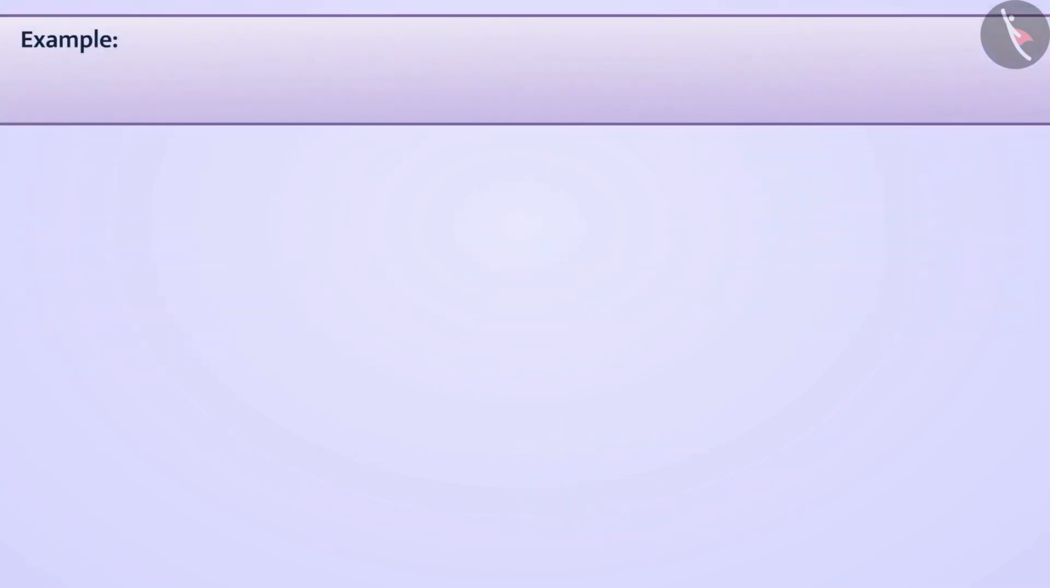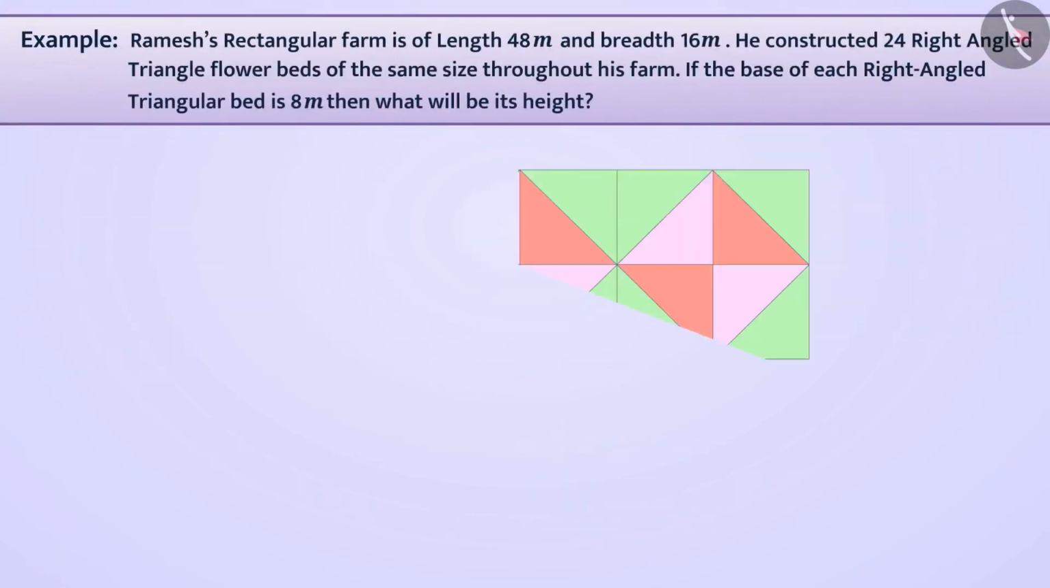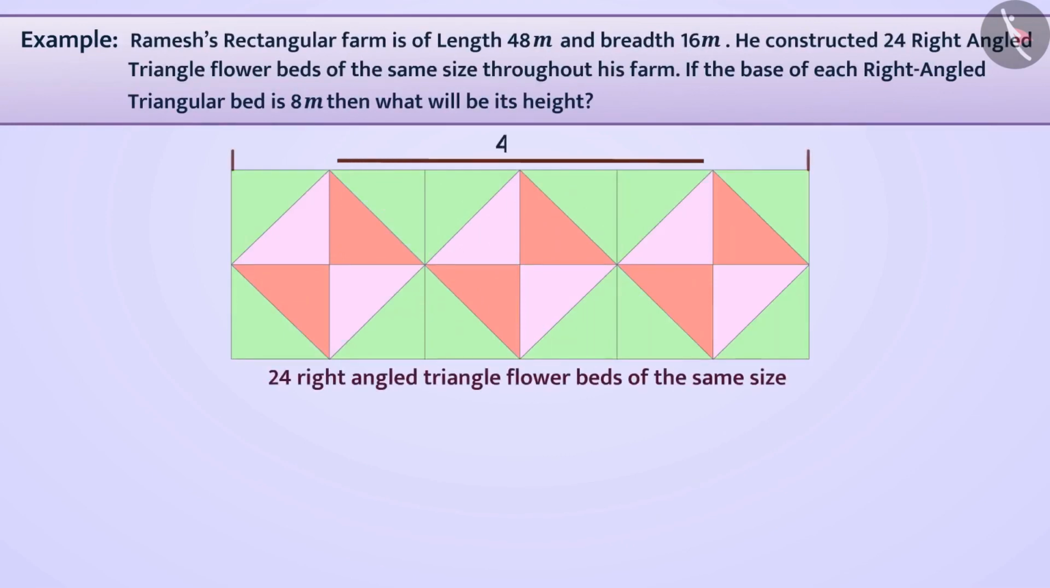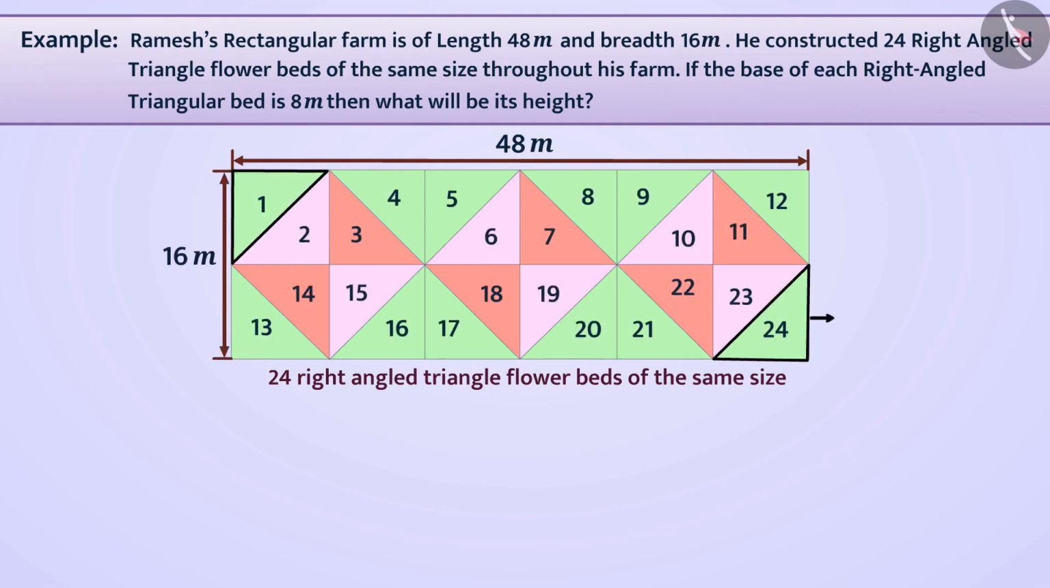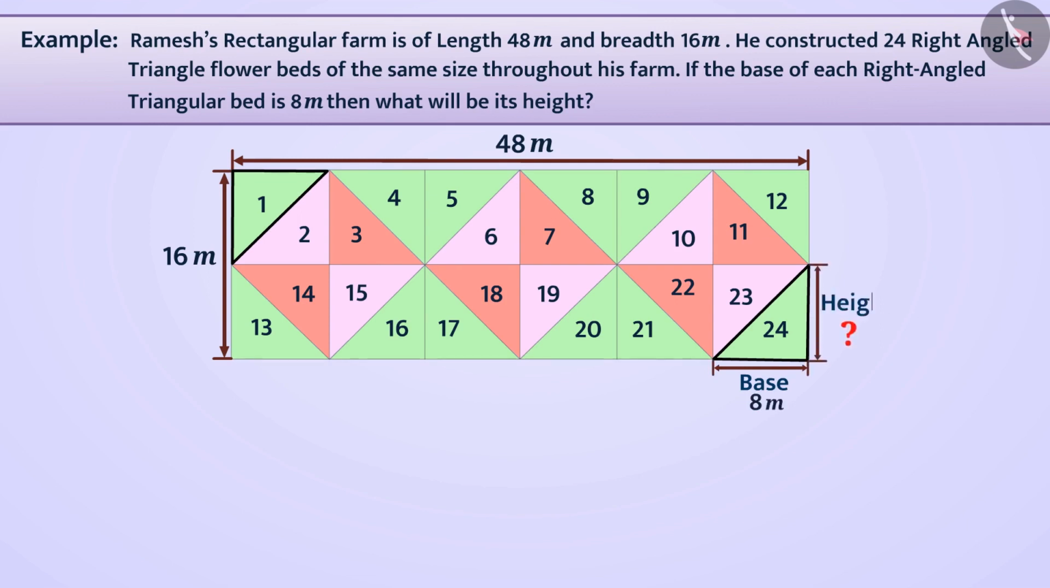Next example. Ramesh's rectangular farm is of length 48 meter and breadth 16 meter. He constructed 24 right-angle triangular flower beds of the same size throughout his farm. If the base of each right-angle triangular bed is 8 meter, then what will be its height?